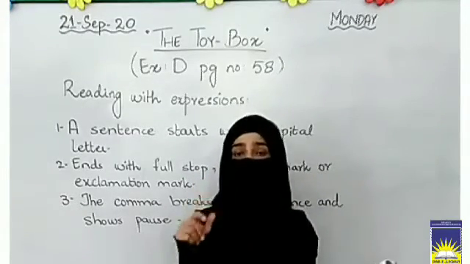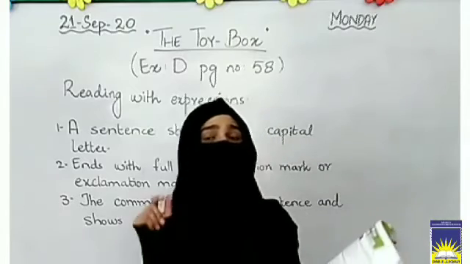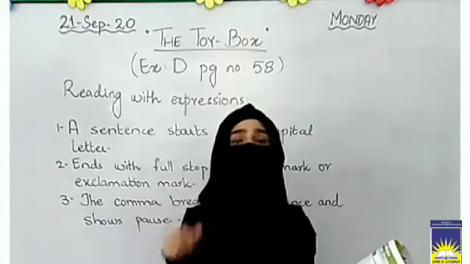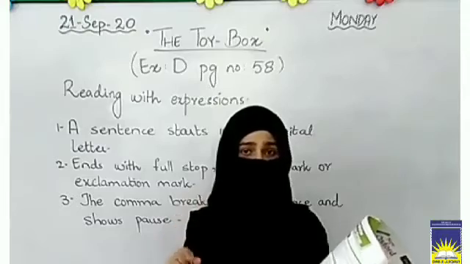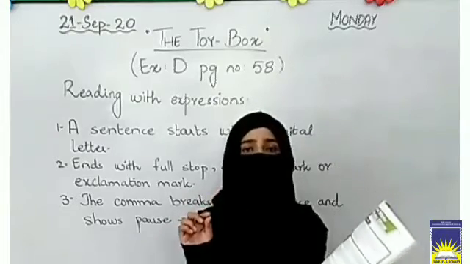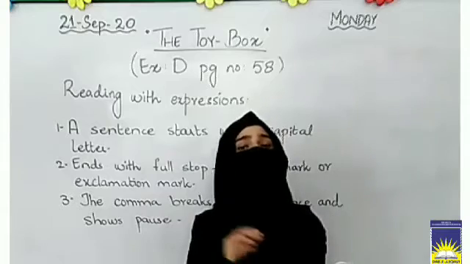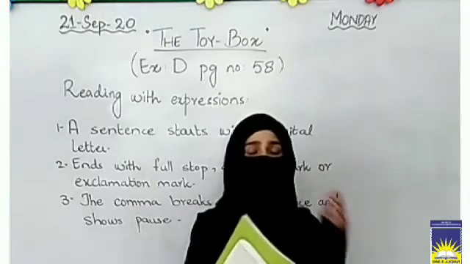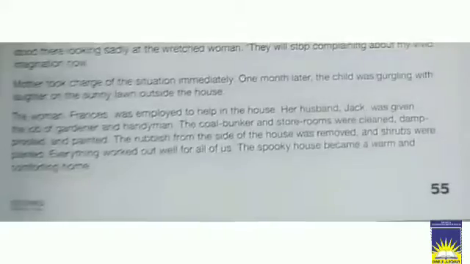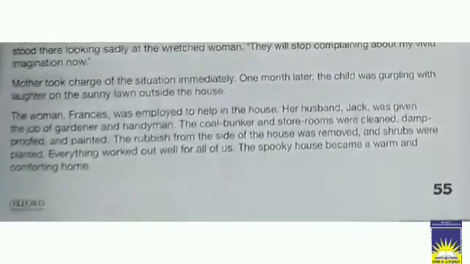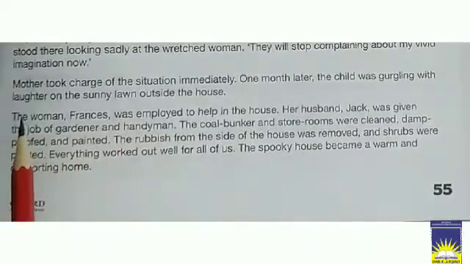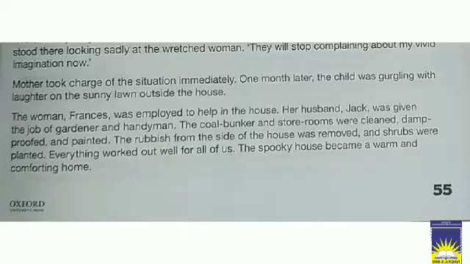Now don't worry, I am reading a paragraph for you as well, so you will get a clear idea. You have to notice me very carefully, listen to me very carefully, to see how I am giving expression while reading a paragraph. The paragraph is the last paragraph of your chapter, the toy box. I am going to read this paragraph for you. Listen to me very carefully. I am reading this paragraph for the punctuation. Now listen to me very carefully to hear how I am giving expression to my reading.